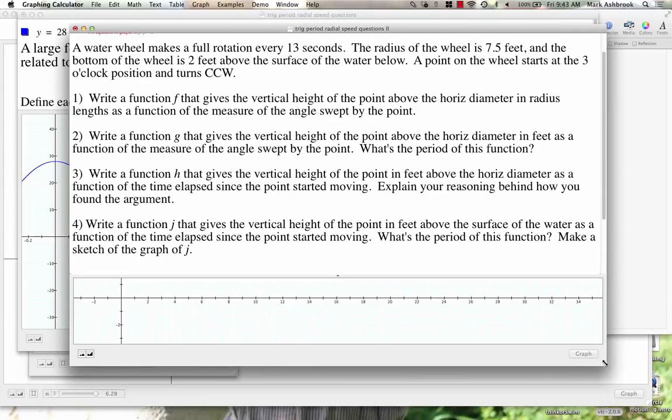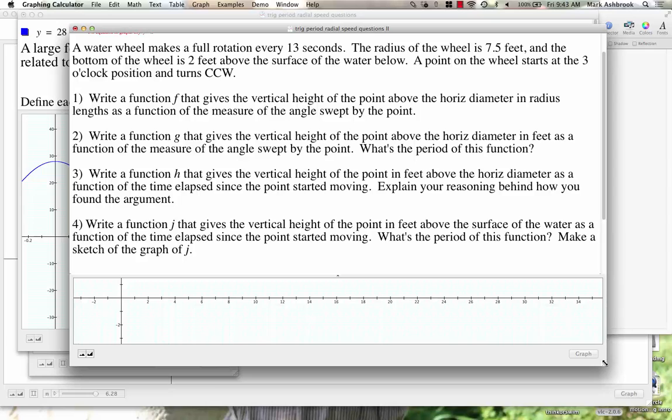Okay, so here's a new one. A water wheel makes a full rotation every 13 seconds. The radius of the wheel is 7.5 feet. The bottom of the wheel is 2 feet above the surface of the water. Maybe the water level dropped because of a leak in the tank or a drought. Anyway, now the wheel is sitting up above the water, 2 feet above the surface of the water at the bottom of the wheel.